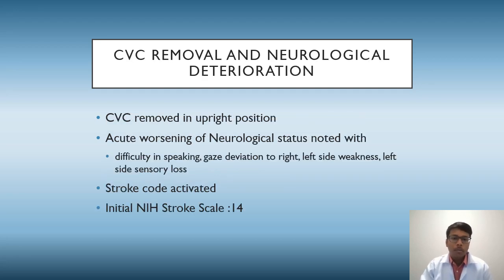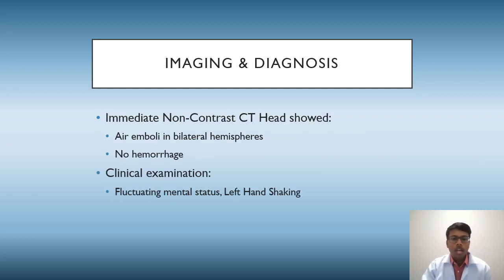The CVC removal was done in the upright position, and after 15 minutes, an acute worsening of neurological status was noted with difficulty in speaking, gaze deviation to the right, left-sided weakness, and left-sided sensory loss. A stroke code was immediately activated with an initial NIH stroke scale of 14. An immediate non-contrast CT head was done, which showed no hemorrhage or hypodensity, but air emboli were noted in bilateral hemispheres. On clinical examination, the patient showed a fluctuating mental status with left hand shaking.